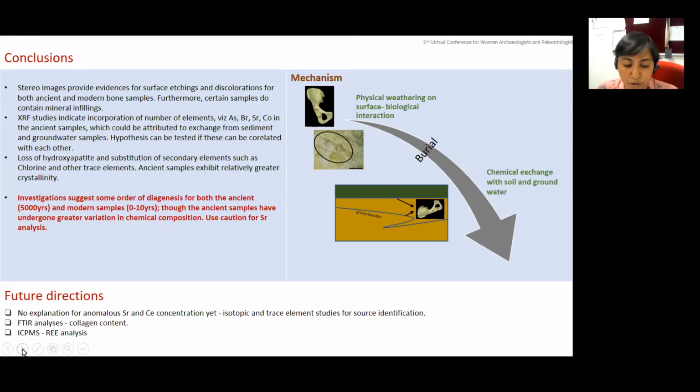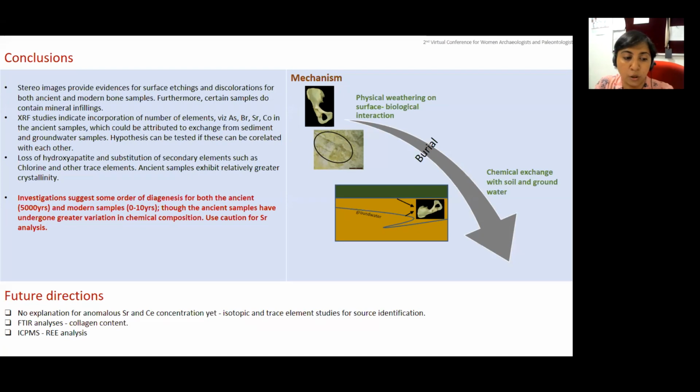Investigations suggest some order of diagenesis for both the ancient and the modern samples, though the ancient samples have undergone greater variation in chemical composition. We definitely propose the use of caution for strontium analysis, because we have elevated values for strontium, which can create problems for analysis further on, especially for isotopes. And we don't really know the source of these elevated strontium values. Preliminary mechanism indicates chemical incorporation from the sediments and groundwater to the bone.